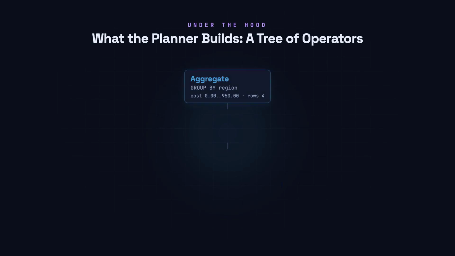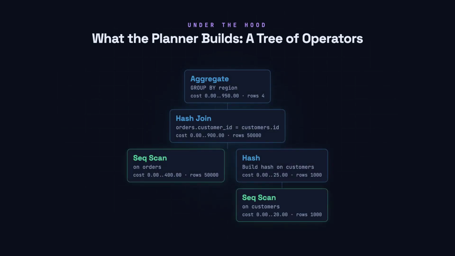The planner assembles a tree of operators. Each node carries 2 row counts, its estimate calculated before the query runs, and the actual count measured during execution. The gap between those 2 numbers is where your diagnosis starts.